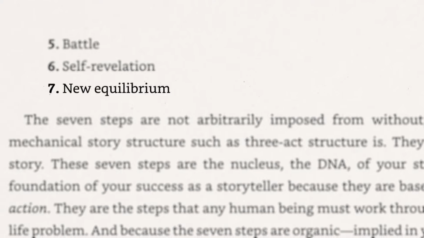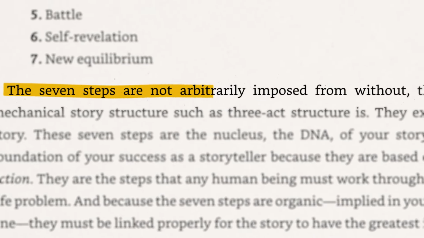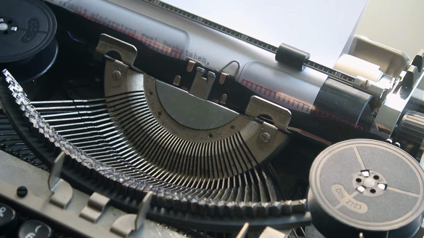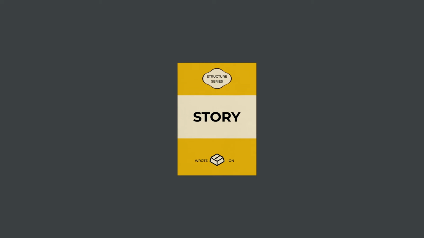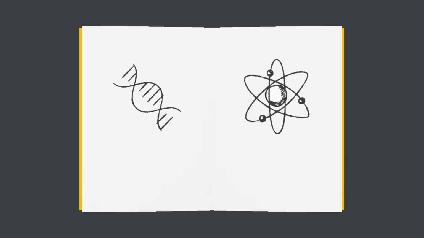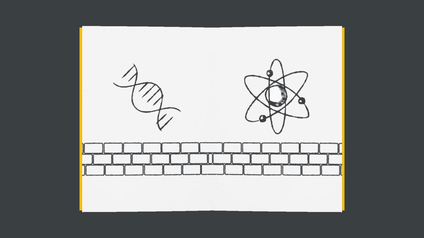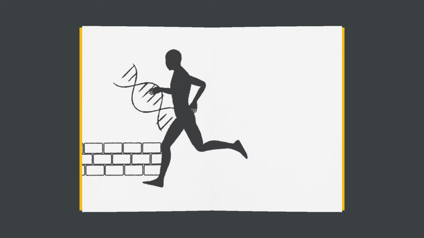Why 7? Well, according to Truby, the 7 steps are not arbitrarily imposed from without, the way a mechanical story structure such as 3-act structure is. He's really not a fan of the 3-act structure. The 7 steps exist in the story. They are the nucleus, the DNA of your story, and the foundation of your success as a storyteller because they are based on human action. They are the steps that any human being must work through to solve a life problem.